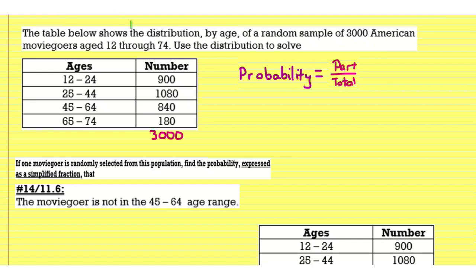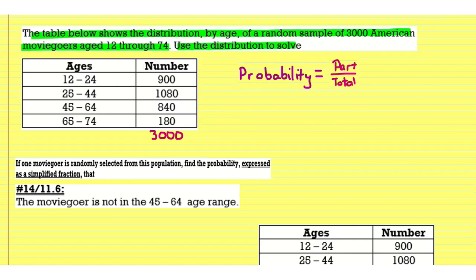Okay, we are going to work a couple of problems in the rest of this video to demonstrate how we can use the complement rule. This problem says that the table below shows the distribution by age of a random sample of 3,000 American moviegoers aged 12 to 74. Use the distribution to solve.